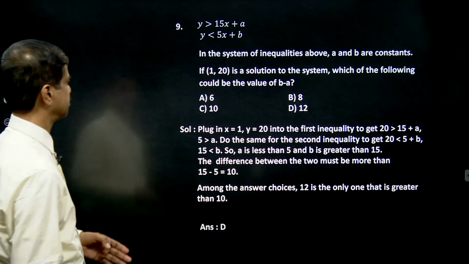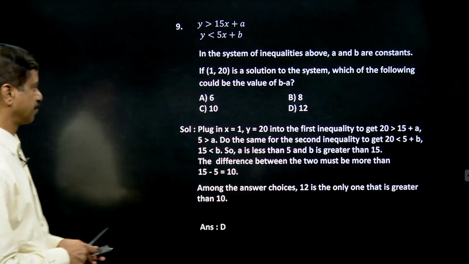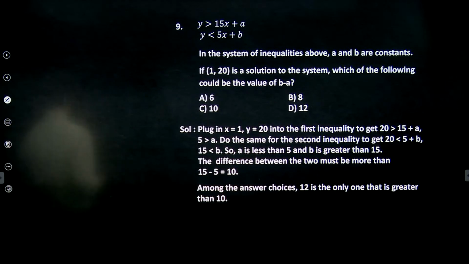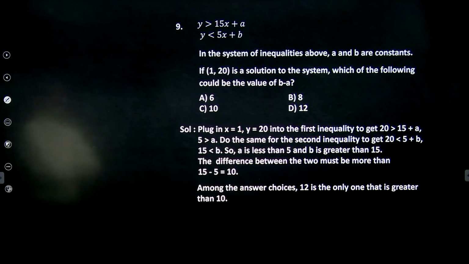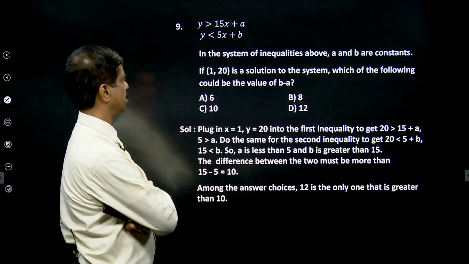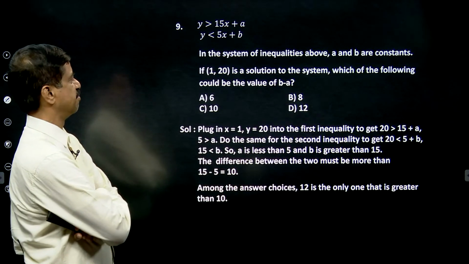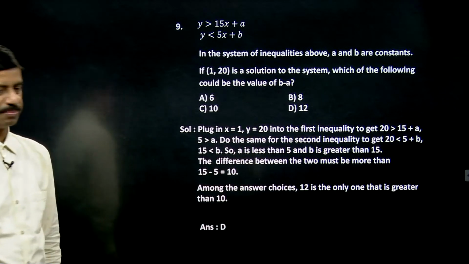So, what did he say? Which of the following could be the value? So, it should be C, not D. Please note it fast. If the question asked for the minimum value, then option D satisfies. Please take it fast.